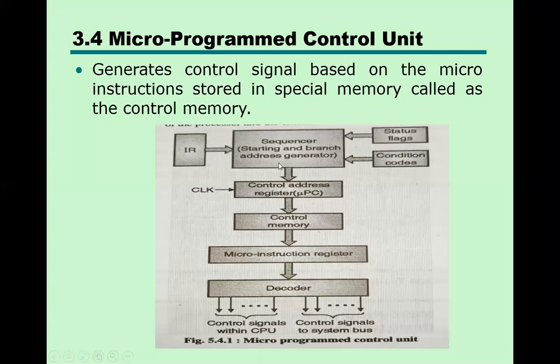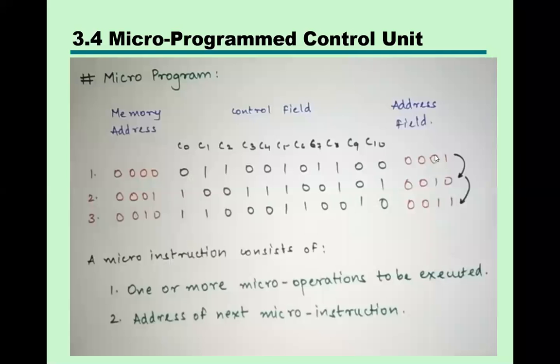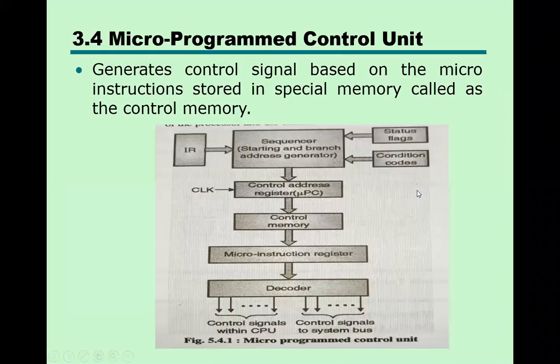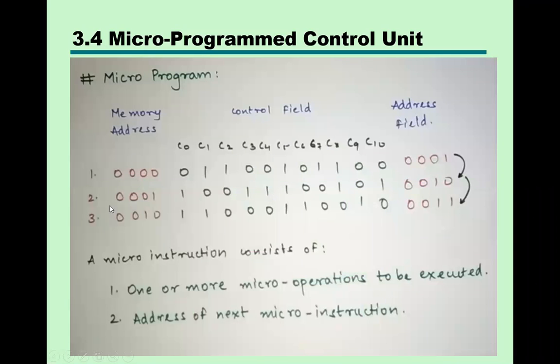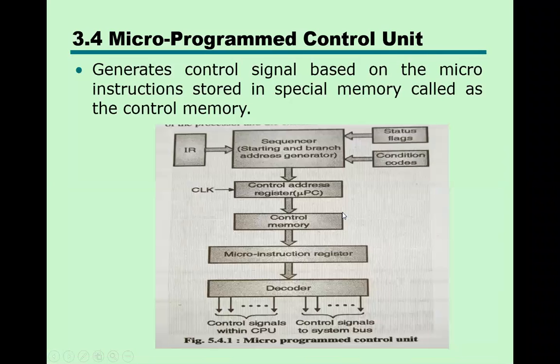So here you could see this is a sequencer, and this sequencer reads the address from the IR, status flag, and condition code, and generates the address of the control memory location. From this sequencer, we are getting the address of the control memory location for the corresponding instruction in the IR. For example, the IR having multiple instructions at the corresponding location, and this sequencer reads and generates an address.